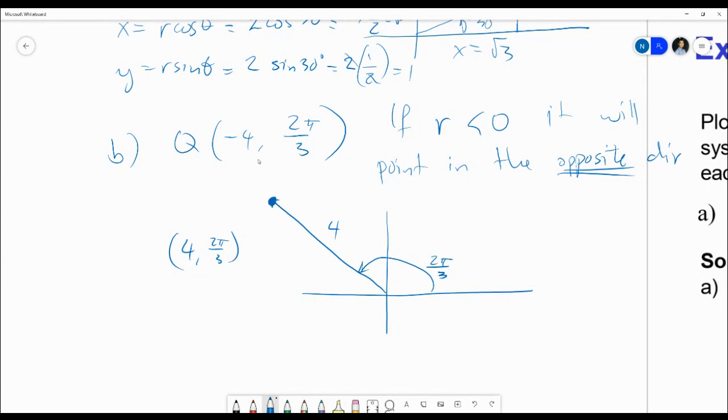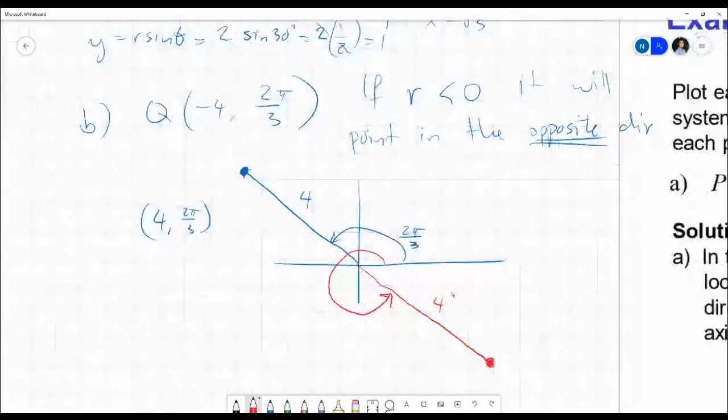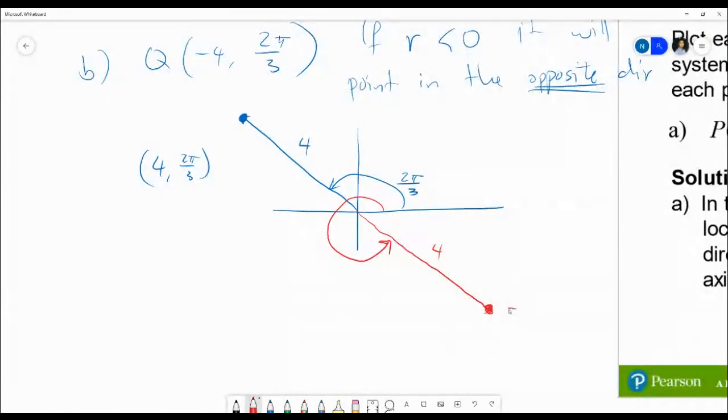However, this r is negative. So that means we're going to take this and go in the opposite direction to be down here. My r is still the same, however my angle will change. So my angle will now be from here all the way to here. So if I give you (-4, 2π/3), the point would be here.